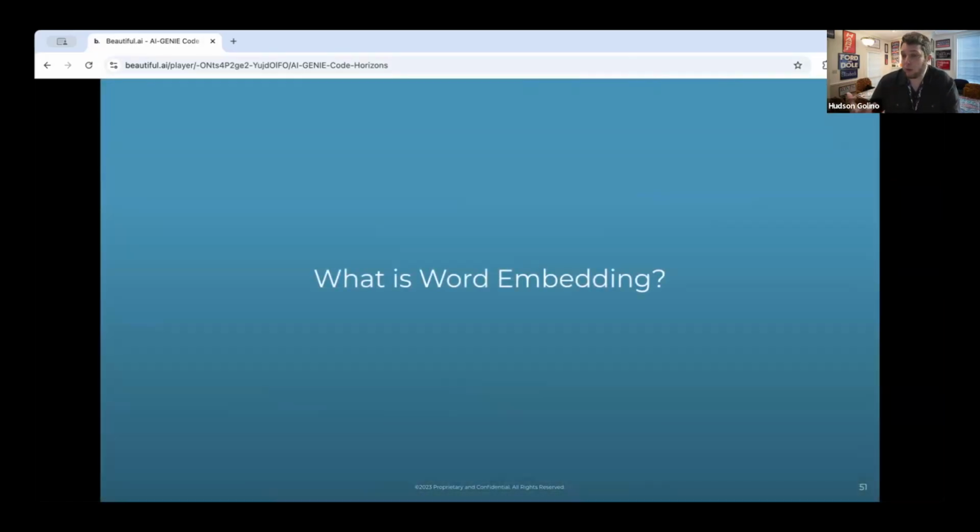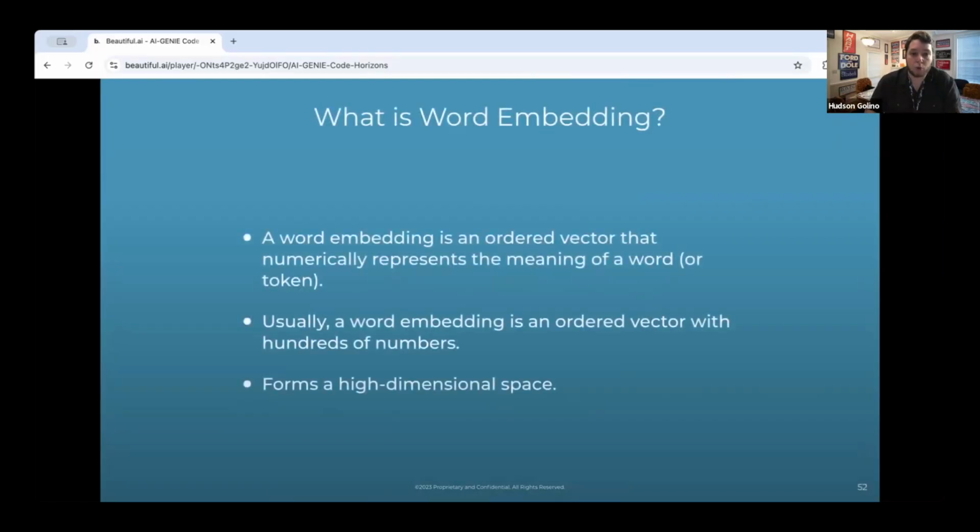So what is what we call word embedding? A word embedding is an ordered vector that numerically represents the meaning of a word, or as we say in the field of large language models, the meaning of a token. Side note here: when we're talking about tokens in natural language processing, specifically in large language models, we're talking about words, phrases, sentences, or entire documents.